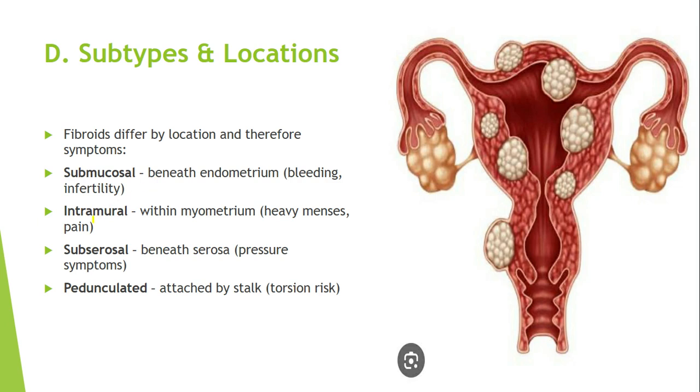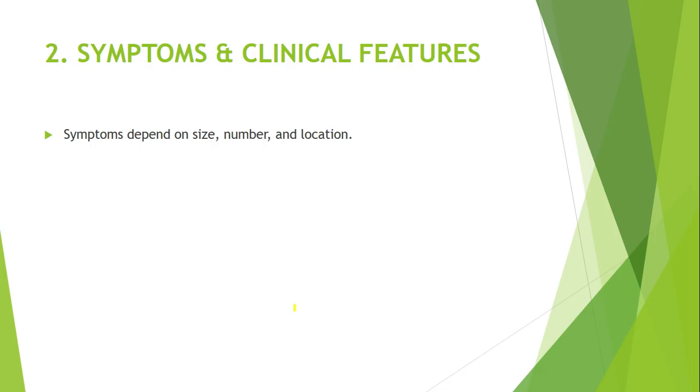We have intramural fibroids, which are within the myometrium, that's the smooth muscle layer of the uterus. This one causes heavy bleeding during menses and pain. We have subserosal fibroids, which are beneath the serosal layer of the uterus. These ones present with pressure symptoms such as constipation. We have pedunculated fibroids, which are attached by a stalk to the uterus. Here they cause torsion risk.